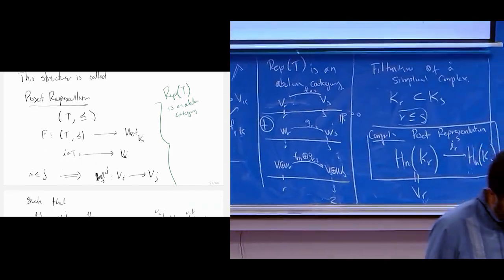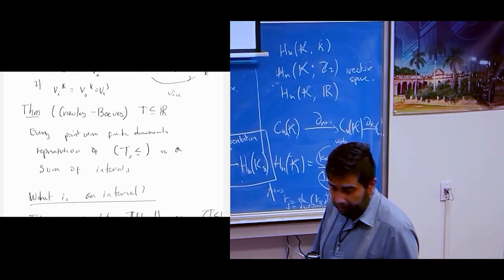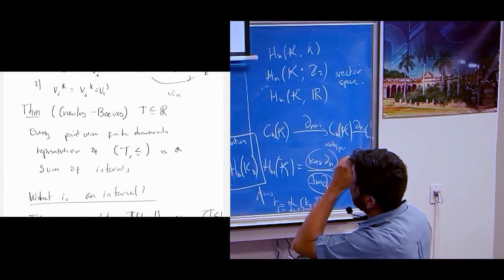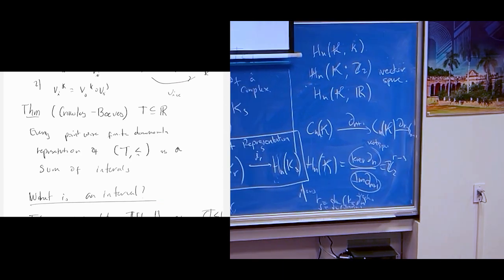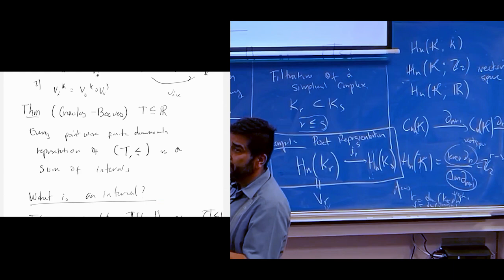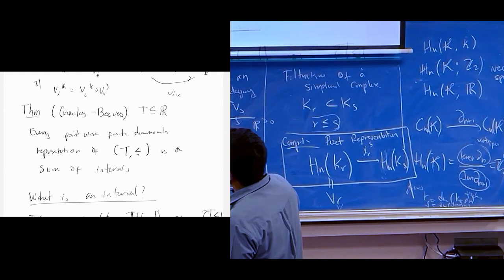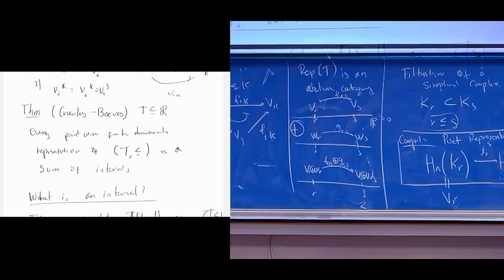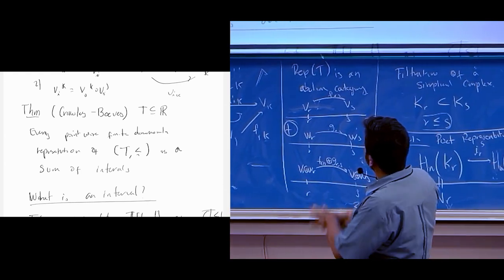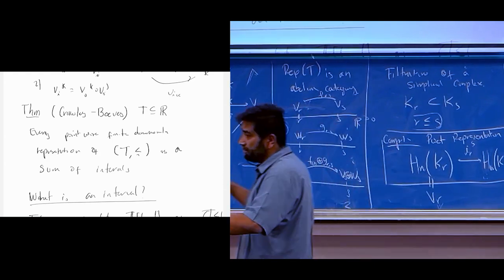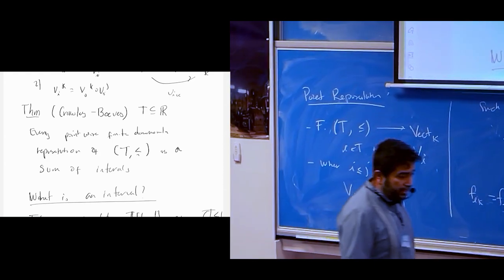This is a very interesting thing, and this is a theorem from Crawley-Boevey, I think. If you have T as a subset of the reals, then every pointwise finite dimensional representation of T, even over a subset of the reals, is a sum of intervals, and that sum is unique. What is an interval?